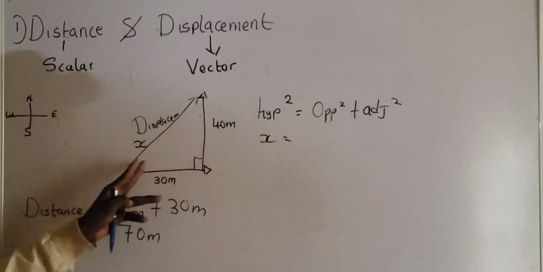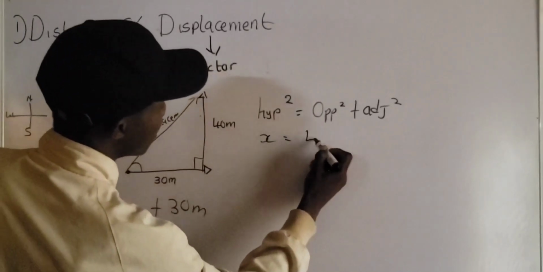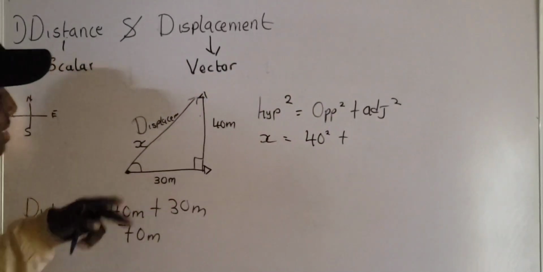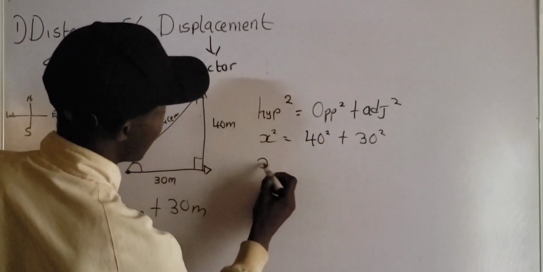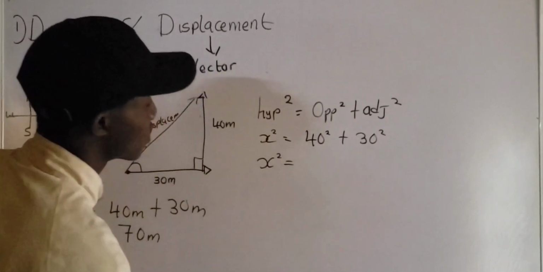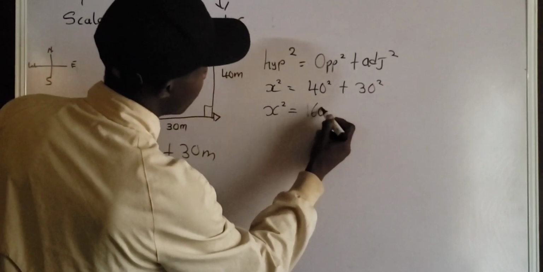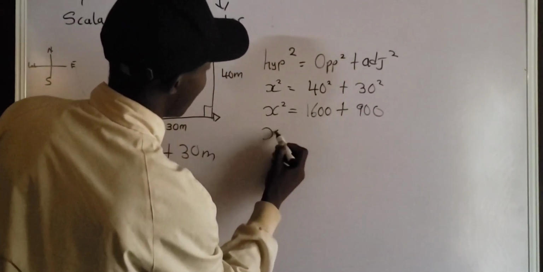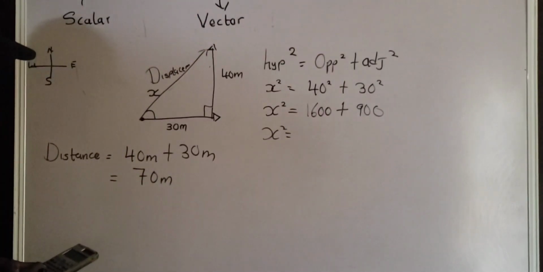Opposite is the side that faces the angle. That is 40. So I'm going to have 40 squared plus the adjacent, which is 30, so plus 30 squared. So x squared, which is the displacement, is equal to 40 squared, which is 1600, plus 30 squared, which is 900. You understand? So x squared is equal to 1600 plus 900.